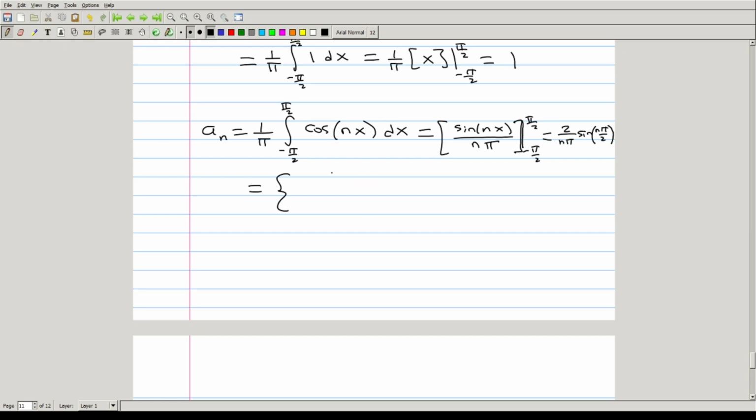Which is actually equal to a piecewise function. It's negative 2 over n pi when n is 3, 7, 11, 15. It's positive 2 over n pi when n is 1, 5, 9, 13, and so on and so forth. And it's 0 when n is even.